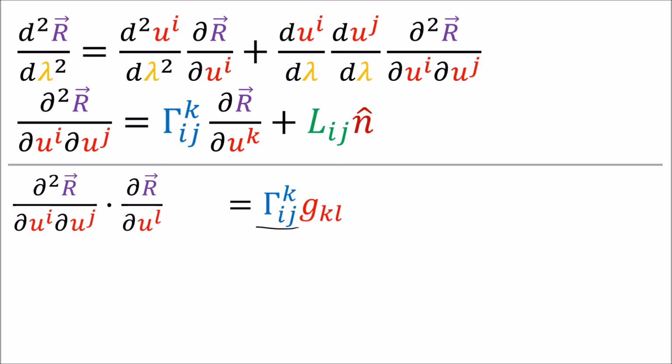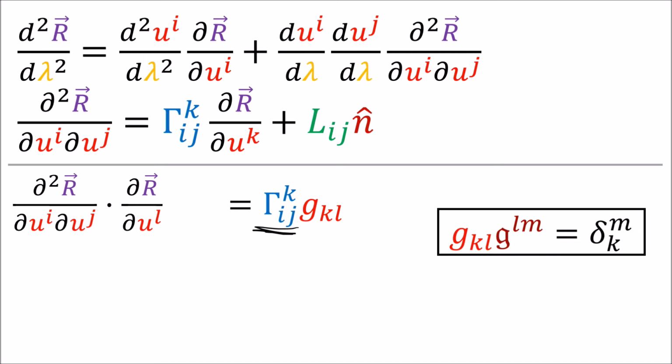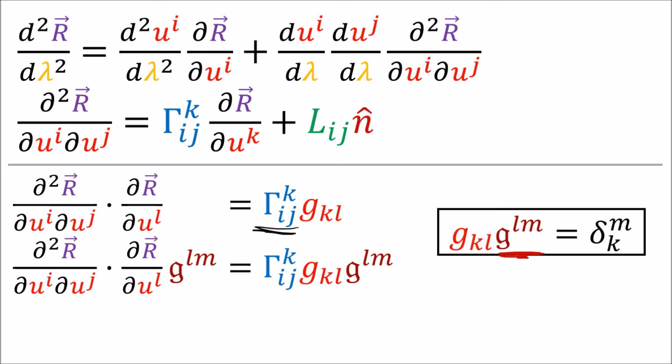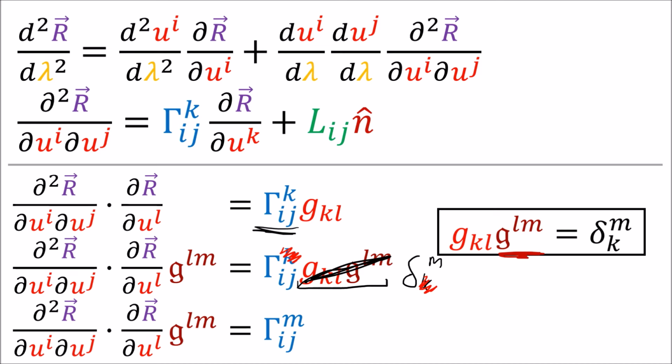And to isolate the Christoffel symbols, we need to get rid of these metric tensor components. So recall that by definition, the summation of the metric tensor components with the inverse metric tensor components gives us the Kronecker delta. So we can sum on both sides with the inverse metric components, and this becomes the Kronecker delta mk. And by the Kronecker delta cancellation rule, we can cancel these k indexes and just write the m index. And so we get this. This is our formula for the Christoffel symbols.